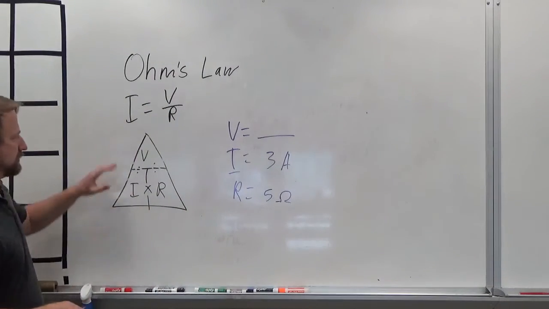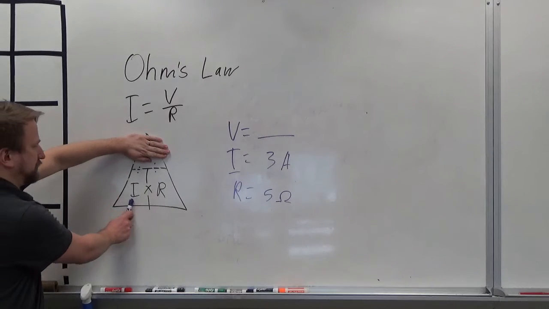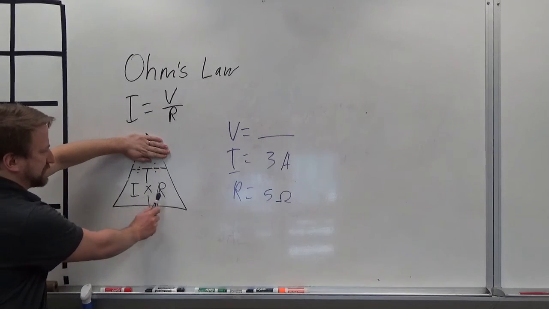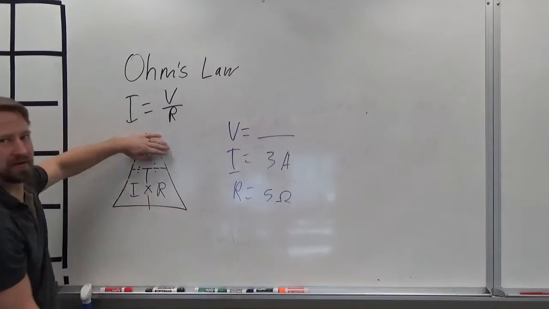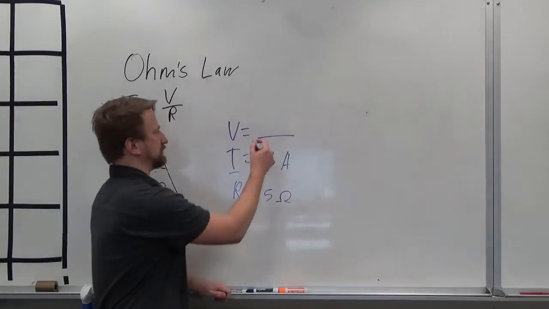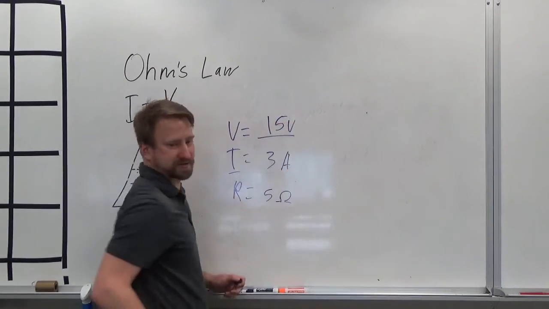So we're going to our triangle. We're looking for volts, so we have current times resistance, so we have 3 times 5, making it 15. 15 volts.